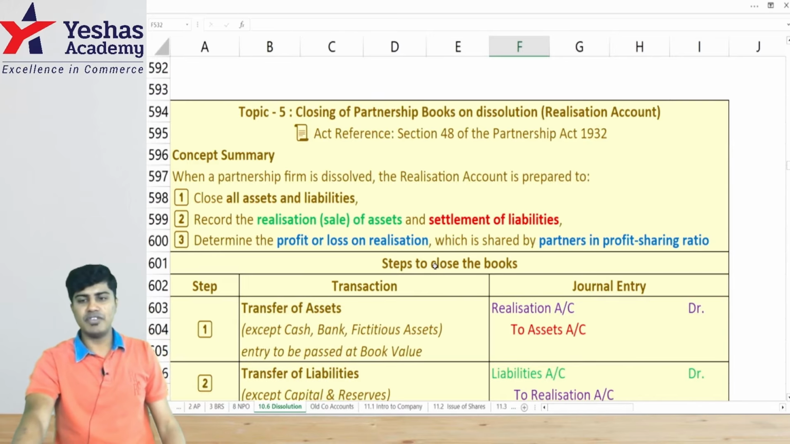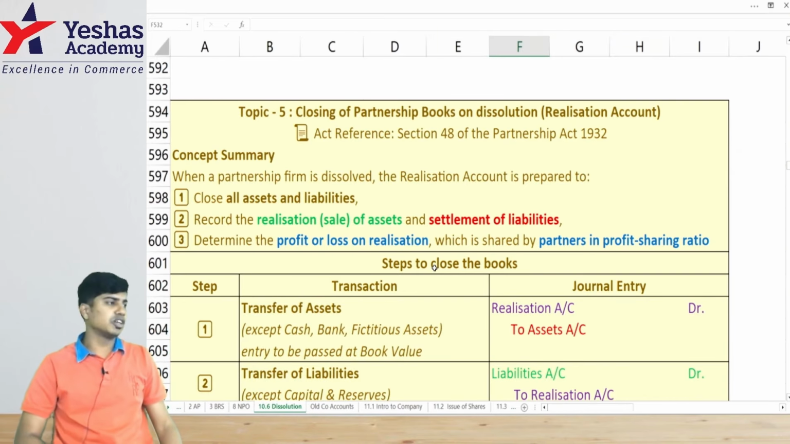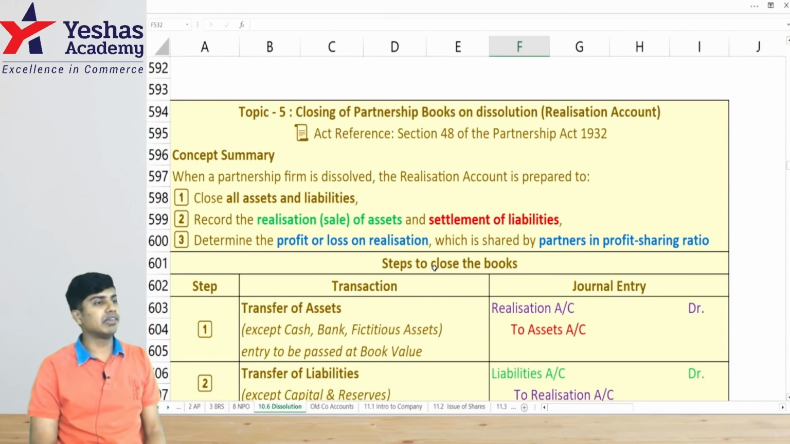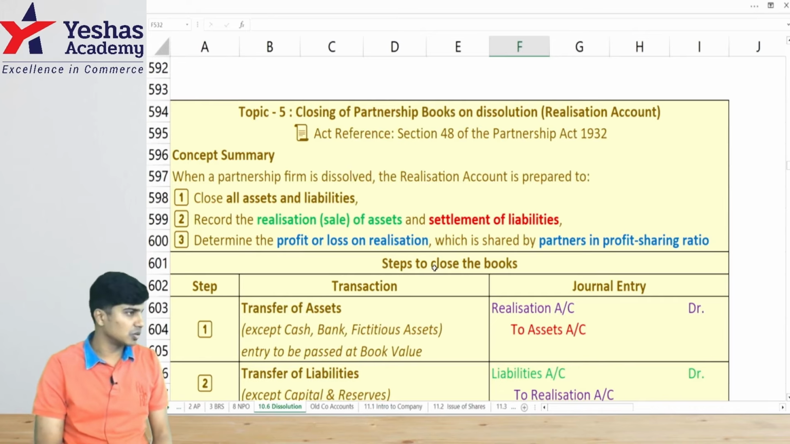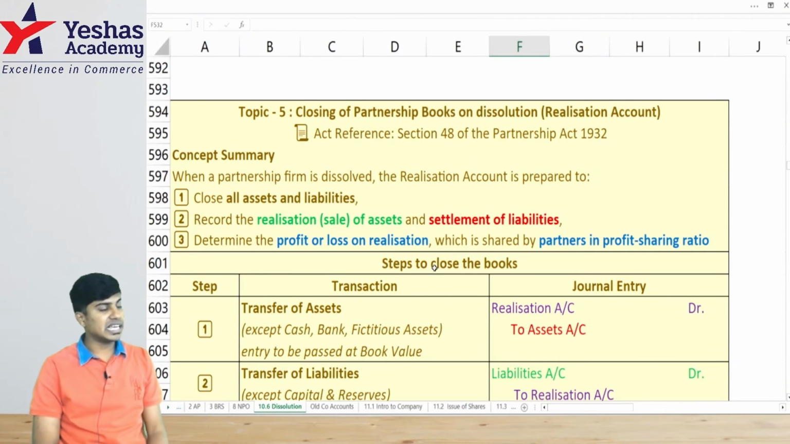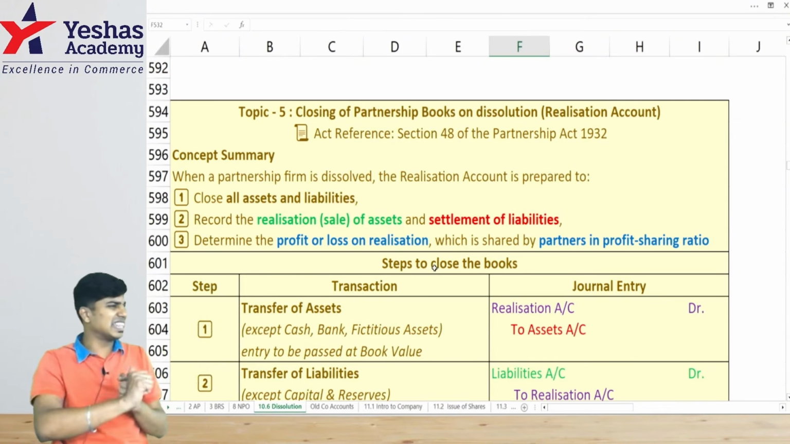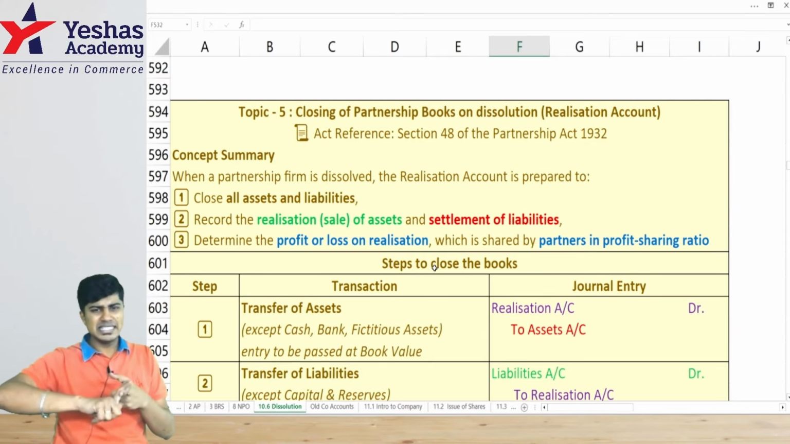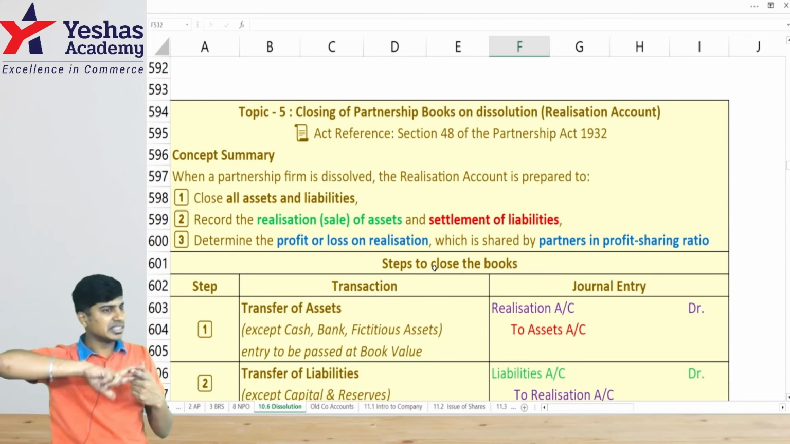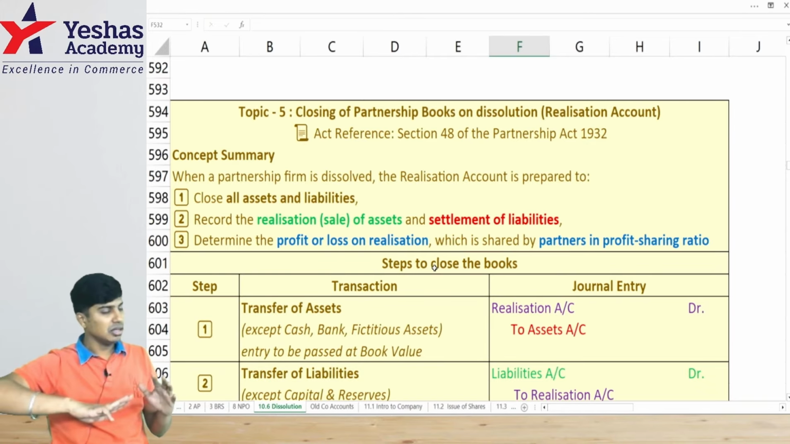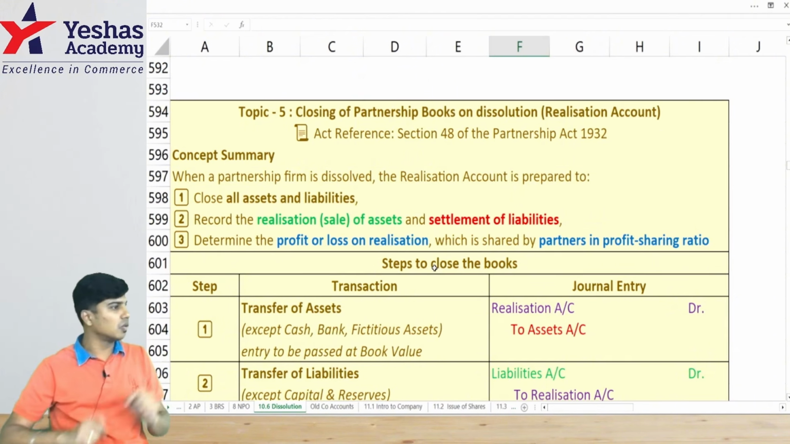What is topic 5 in our chapter? Closing the books of the partnership firm. How to close the books? Closing of the books is done by way of realization account. Again, this is also section 48 only. That is, sell the assets, pay the liabilities, pay the advance of the partners, then repay the capital. Same thing, but in this topic, we are learning accounting entries.